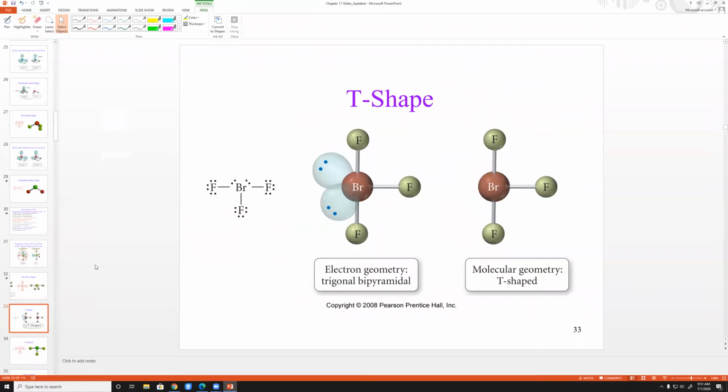Then you have T-shape. Here's what a T-shape is going to look like. You have your two electron pairs. One's going to be facing back, one's going to be facing forward. And then it will push the bonded pairs this way, like that, and create a T-shape.